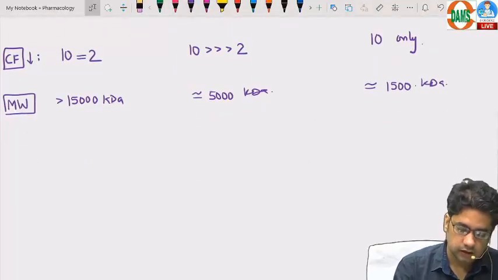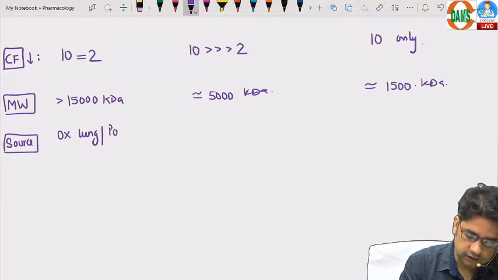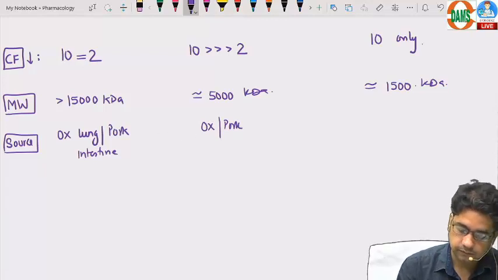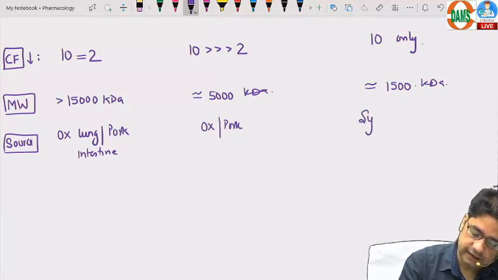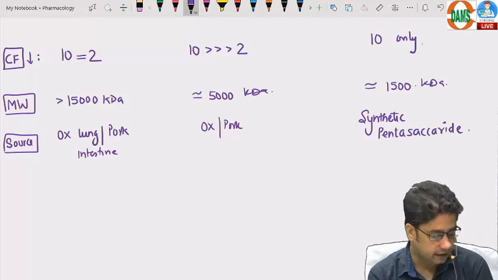ठीक है. थर्ड पॉइंट, what is a source? कहां से ऑब्टेन करते हैं? Ox lung और pork intestine. सर सेम, ox lung और pork intestine सेम. सर इट इज अ सिंथेटिक pentasaccharide. It is a synthetic pentasaccharide.